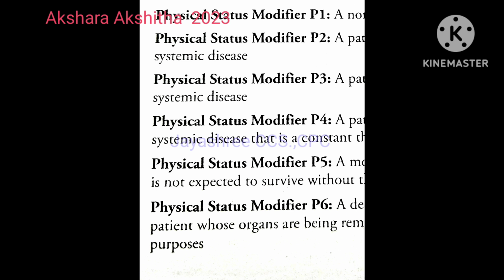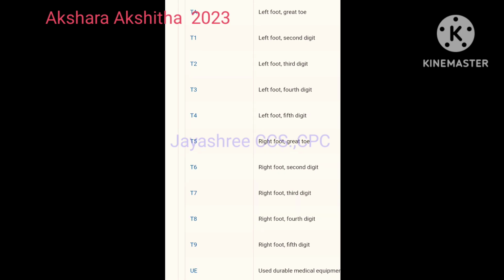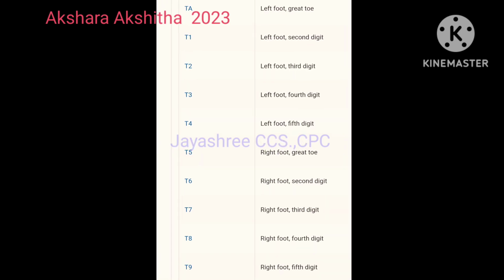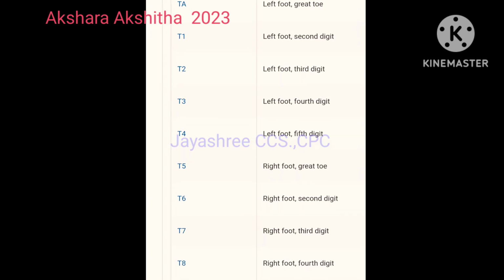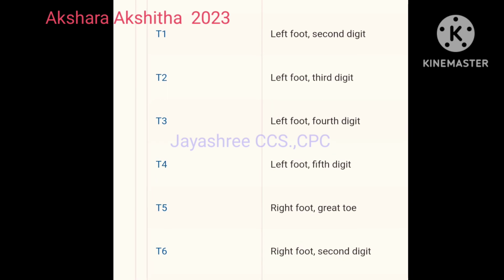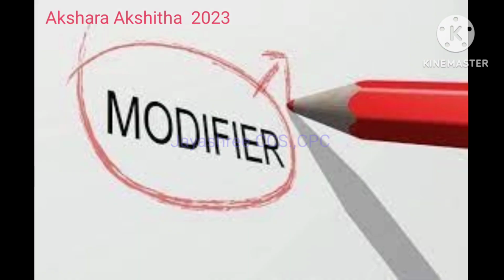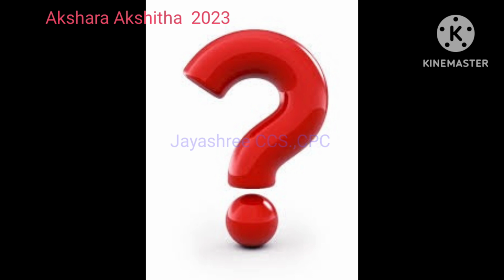So what are those modifiers? HCPCS modifiers are alphanumeric modifiers like T2, T3, T4, T5. They are for more specific anatomical sites, like the left foot third digit, left foot fourth digit, left foot fifth digit, like that. We have left side and right side foot digit modifiers, then finger modifiers, then eye related modifiers. So if the doctor is doing any particular surgery on the foot, fingers or eye, then we need to specify the site by using these HCPCS modifiers. Okay guys, these are the modifiers we are going to use in the coding field.